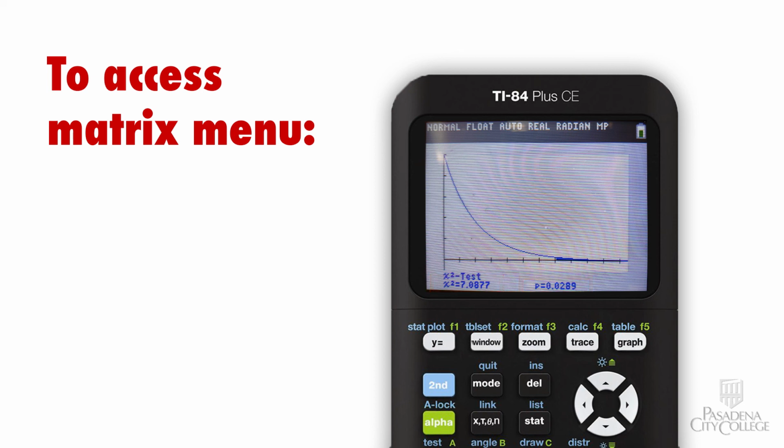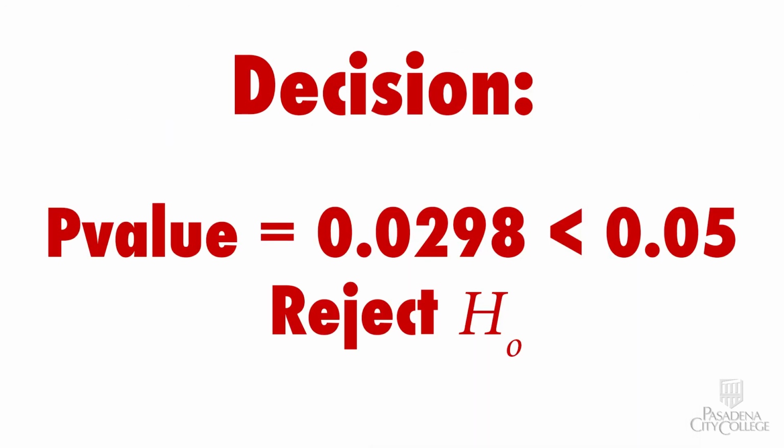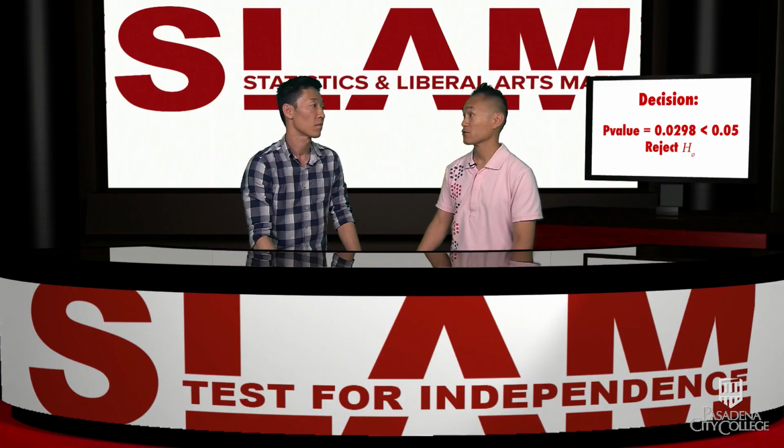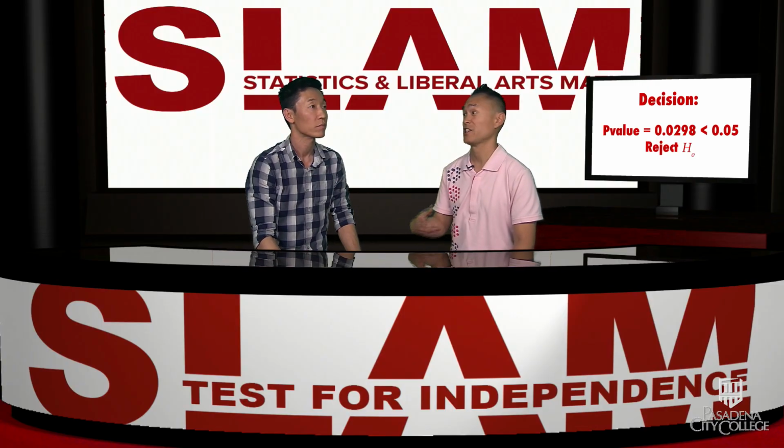I noticed from the graph that this test is right-tailed. That's right, Roger. Tests for independence are always right-tailed. So what's our decision going to be? Well, if we assume the standard significance level of 0.05, then we should reject the null hypothesis, H0. Okay, so we have our decision, which was to reject H0.